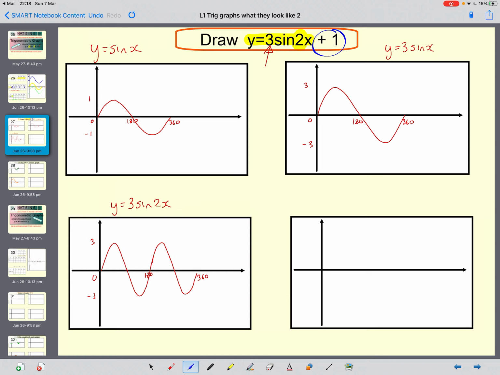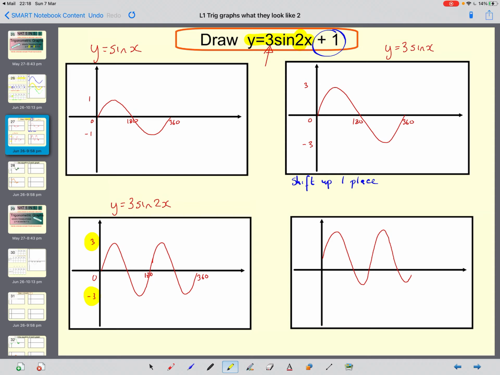And we all know what that means now. It means it shifts up one place. Okay, so in the y direction shifts up one place. So if I just draw this again. Looks something like this here. So it did go up to 3 and down to negative 3, so it moves up one place.